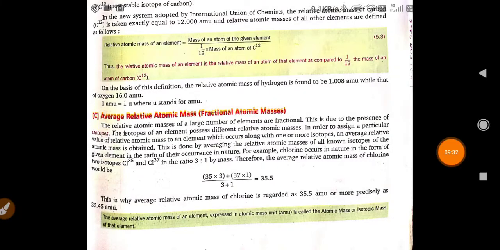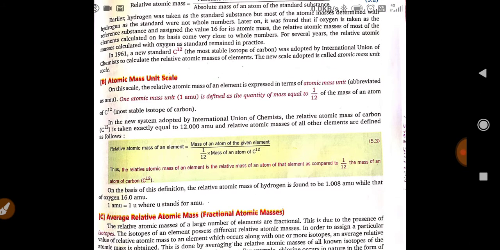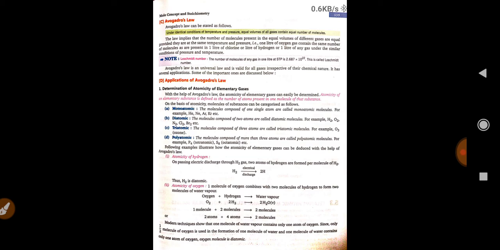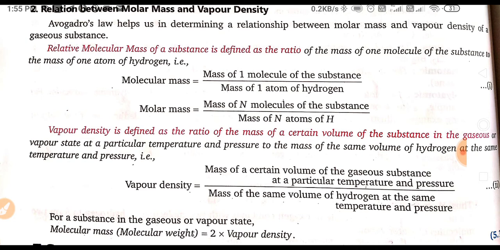So I hope you understand till here what the average relative atomic mass is and how we calculate it, and the atomic mass unit scale. Next are relative atomic mass and Avogadro's law, and the relation between molecular mass and vapor density. If you have any confusion you can ask, or it's good if you read about the various gas laws before coming to this topic. Mainly, the calculations you have to do in this chapter, we will do in the next class. Thank you.